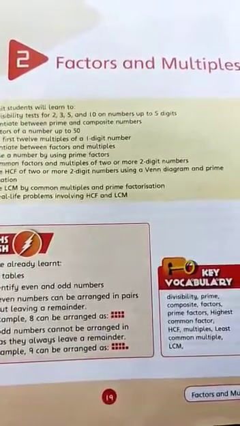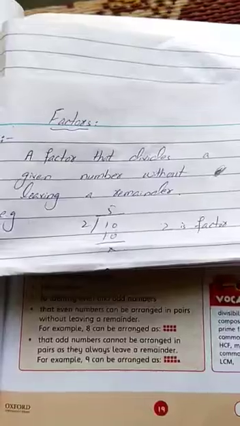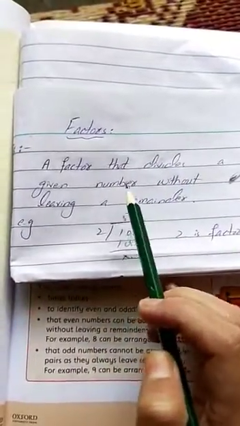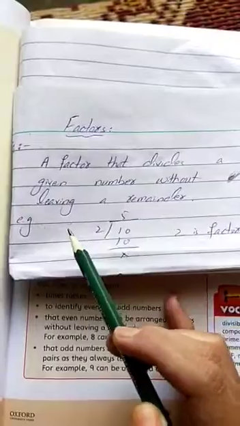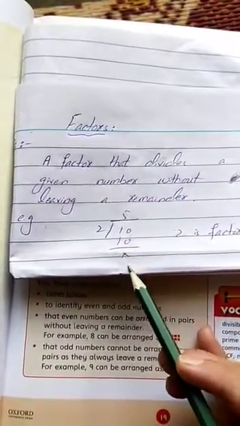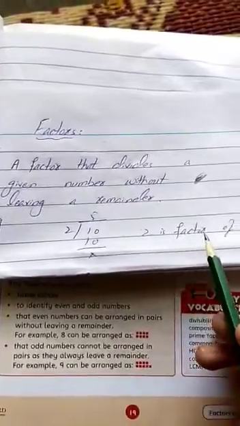First we will discuss what are factors and what are multiples. Factors: a factor divides a given number without leaving a remainder. For example, the given number is 10. 2 completely divides 10 and there is no remainder at the end. So 2 is a factor of 10.